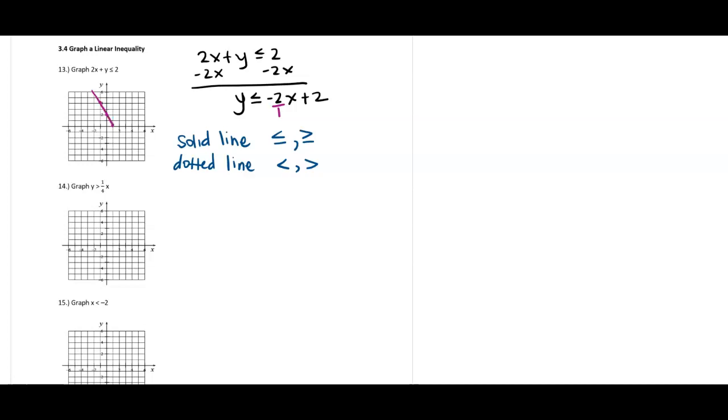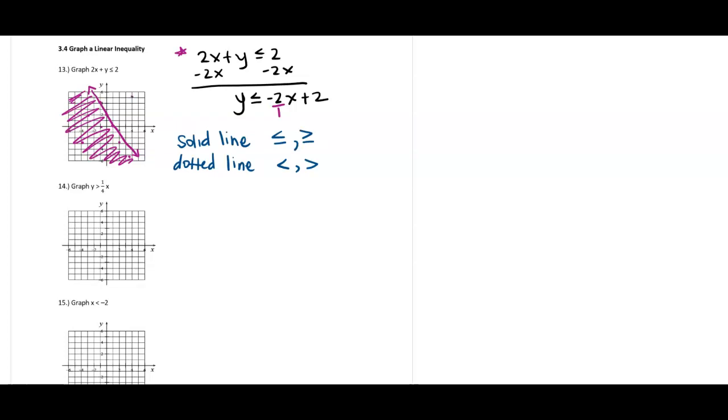But we're not done. Oftentimes students stop there and forget that you've got to do some shading at this point, right? So you've got to decide which part of this, the top or the bottom, is going to be shaded. Well, it says y is less than or equal to this line. Well, the stuff that is less than the line would be the stuff below it. So that would be the shading that you'd want. It's the stuff on this side.